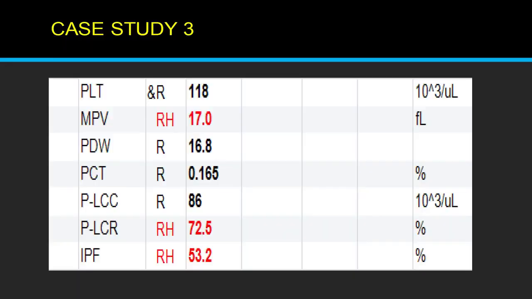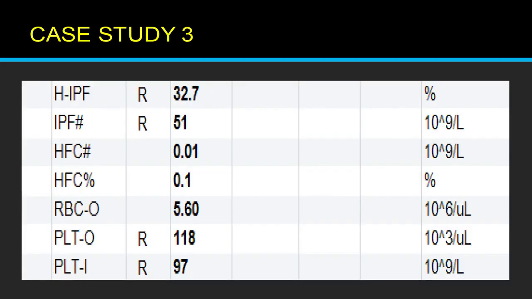I am just showing you to show what IPF can be in chronic ITPs. Unlike acute ITPs, even with normal or slightly low normal platelet counts, patients of chronic ITP can continue to have high IPF values. So the platelet count here was not too low, it was 1,18,000. But look at the IPF, it is 53.2%. So we have reported IPF as high as 70-80% in chronic ITP patients. If you look at the optical, it is 118, impedance is 97. That's not too much of a difference.